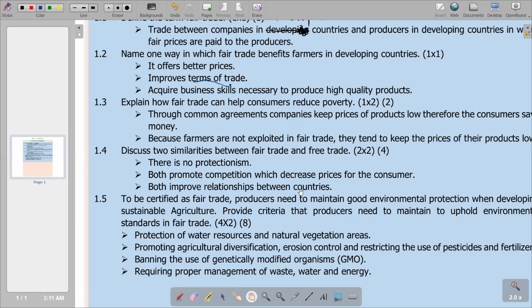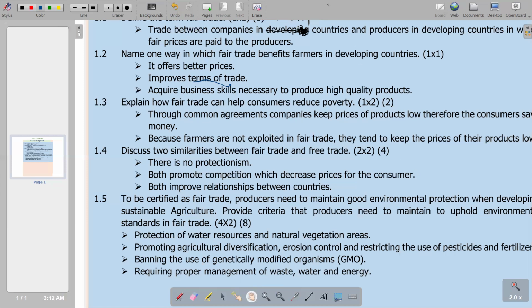So we go to the last point: both improve relationship between countries. The fact that there is an arrangement that exists between nations in fair trade and free trade means these countries have to be in good books. So the interaction between nations is enhanced, and relationships become stronger and stronger between nations. So this becomes one of the similarities that we have between free trade and fair trade.